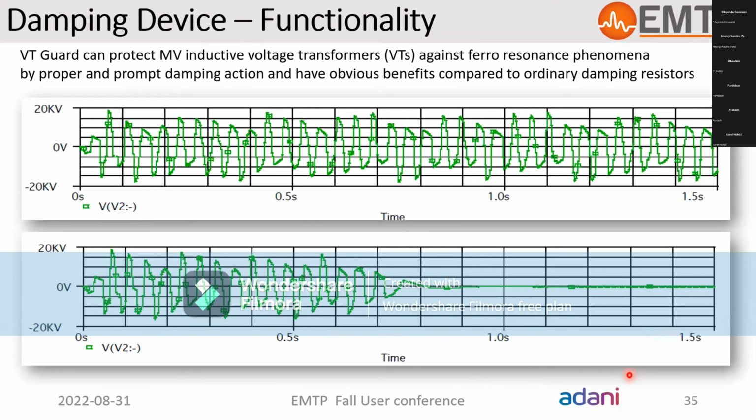This device belongs to the advanced protection family, which protects the VT against the ferroresonance phenomena by proper and prompt damping action, as we can see here in the waveforms, without creating excessive power consumption, as in the case of using an ordinary damping resistor during normal operation of the network. So these are the waveforms without the device, and this is after damping provided by the device itself.